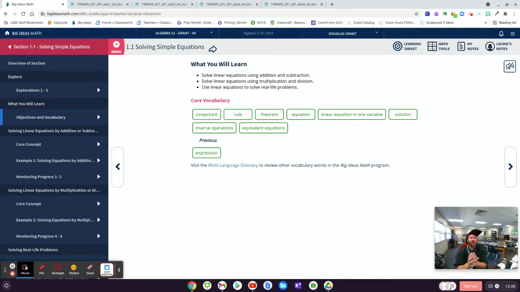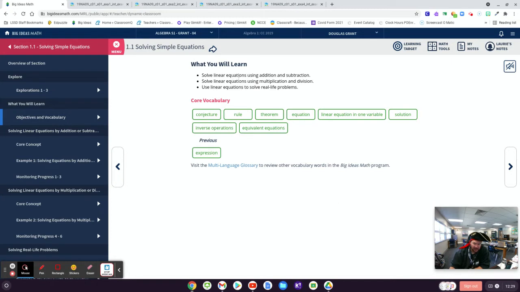So for 1.1, solving simple equations, this is stuff that you have probably done before. We're just going to review it. Some vocab that you're going to need. Also, everything I'm going through is accessible through the Big Ideas website. If you click on Dynamic Classroom, you can get to everything that I'm showing you here. If you need any help with that, let me know and I'll show you during class.